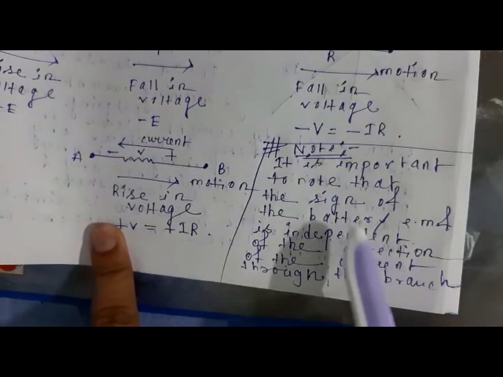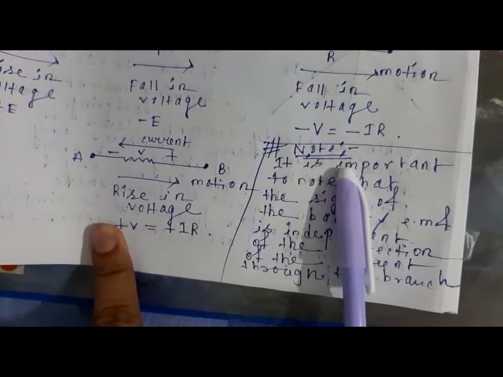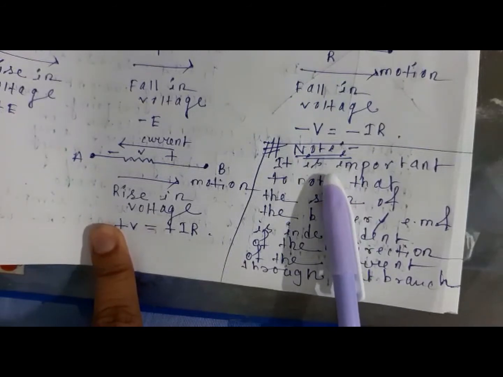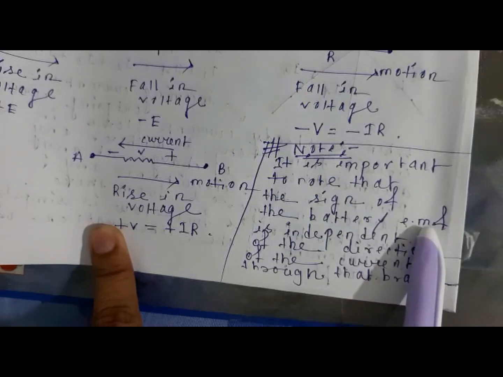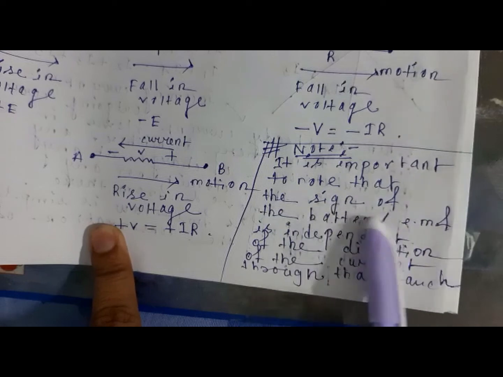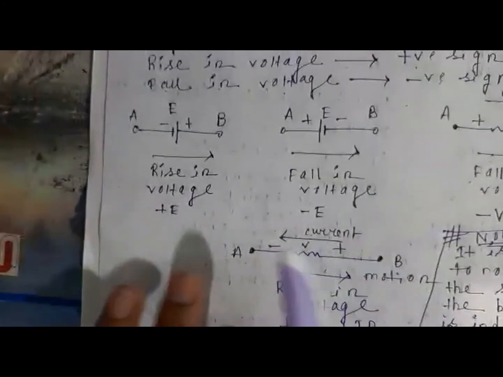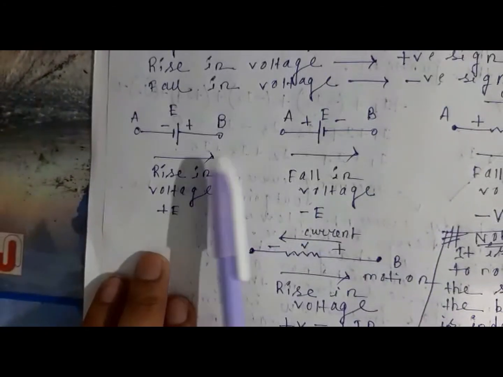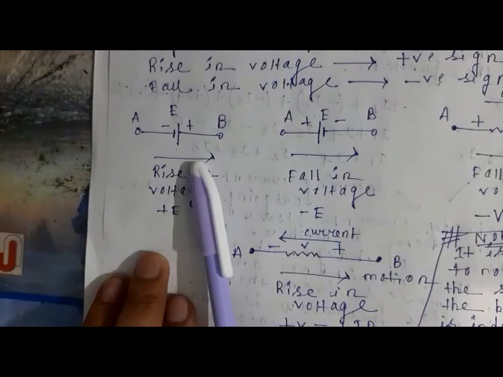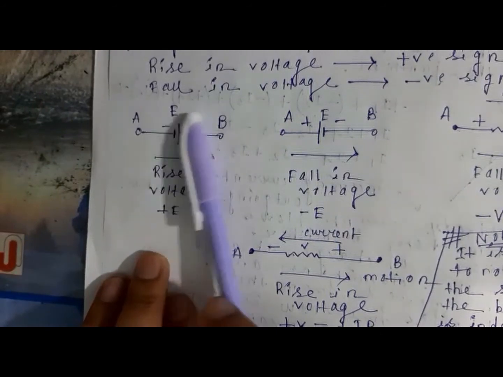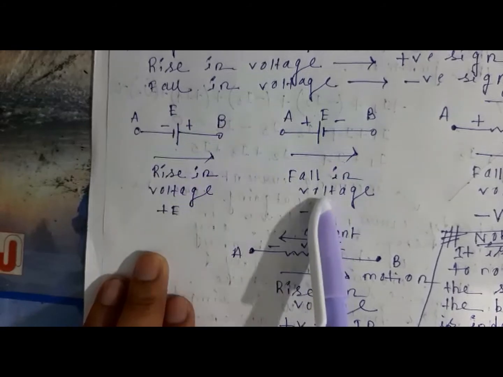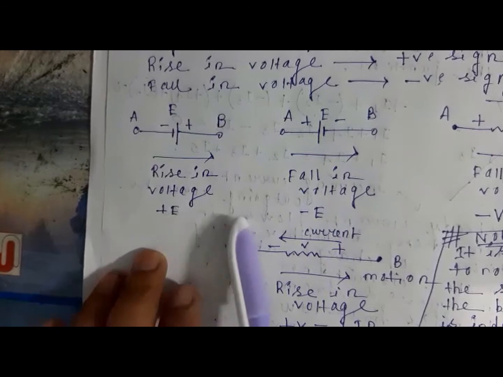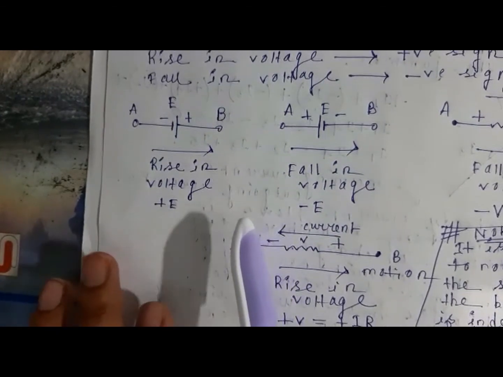Now see this note. I have written a short note over here that it is important to note the sign of the battery EMF. It is important to note that the sign of the battery EMF is independent of the direction of current through that branch. When I am talking about these EMF signs, I am not taking the direction of the current. I am only seeing whether it is a rise in voltage or a fall in voltage, nothing else beyond that. So we have to keep this in mind.